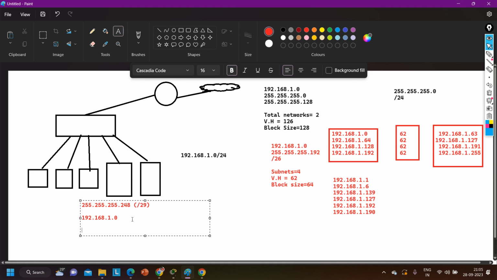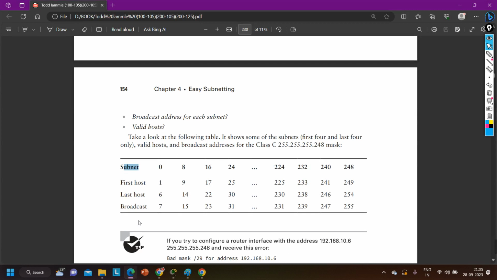Okay, what about others? Anyone calculating? He's done. Here I think we have 32 networks. 32 networks. Then can you tell me the last network? 192.168.1.248. Yes, 248. Very good. Exactly.